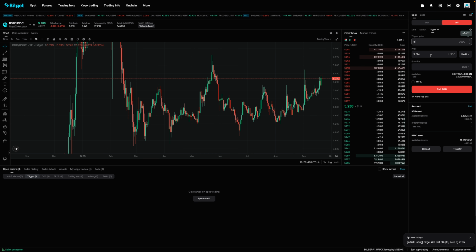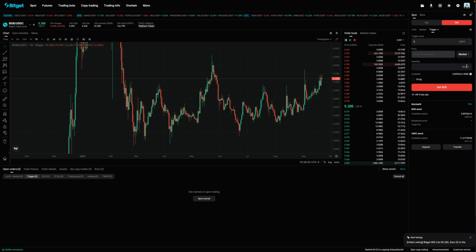Now like with the buy side, I would then select either limit or market. I personally think that it just makes sense to do a market order instead of a limit order if you're trying to exit out of your position as soon as the price dips below a certain price. I don't think that it makes sense to put in a sell limit order, because that limit order may not get filled if the price continues to decline.